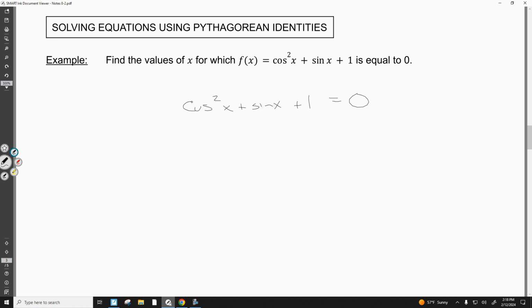So what will always help you is having a little shortcut: the Pythagorean theorem in the unit circle, sine squared plus cosine squared equals 1. You are finding what cosine squared is equal to. You subtract sine squared. So 1 minus sine squared is the same as cosine squared. So I got 1 minus sine squared x plus sine x plus 1. Same kind of deal. We then add the 1.